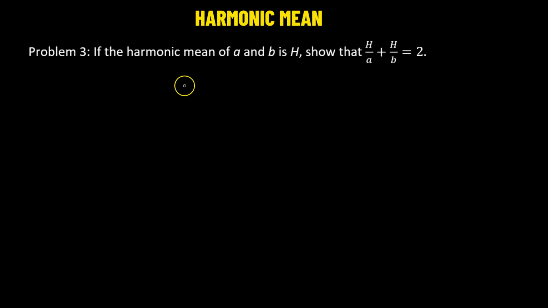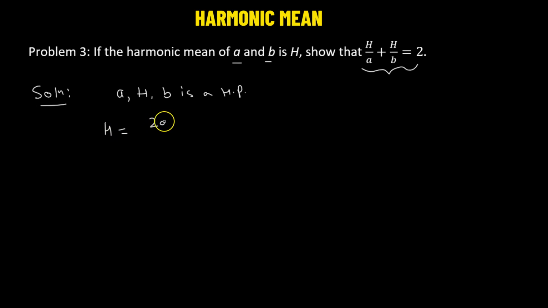Problem number 3. It's given here that H is the harmonic mean of A and B. Then using this information, we need to show that H over A added to H over B equals 2. Let us begin. Since H is the harmonic mean between A and B, that means A, H, B is a harmonic progression. And we have already defined a formula for H. So H is given by 2 times AB divided by A plus B. Let's divide both sides by 2. So we have H over 2 equals AB over A plus B.